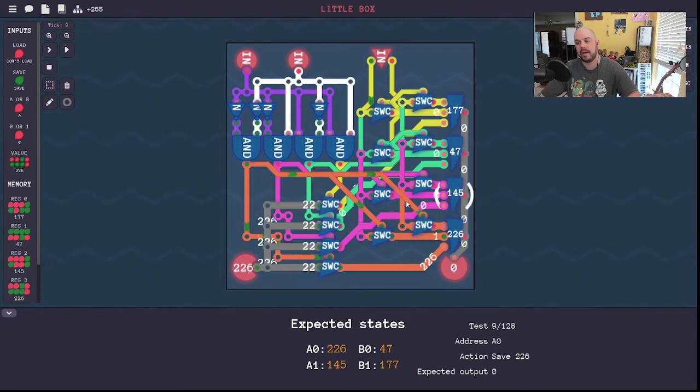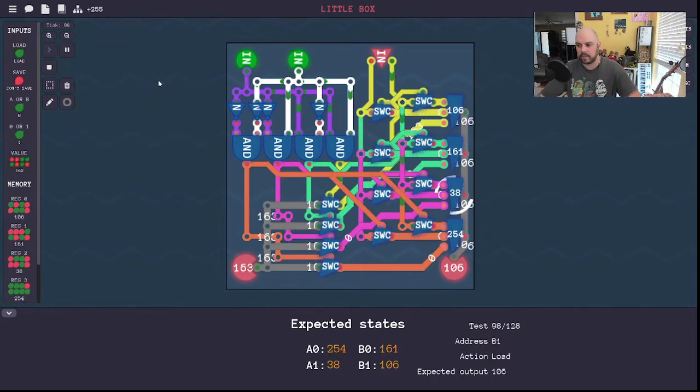And now you can see, now we're going to overwrite the information in A0. So we've addressed to A0, which is the orange line. We're allowing this 226 to come over. And now our save line is re-enabled, enabling this switch to allow 226 to be stored into that register. So there we go. That's how that works.